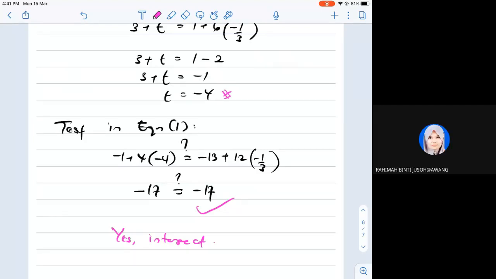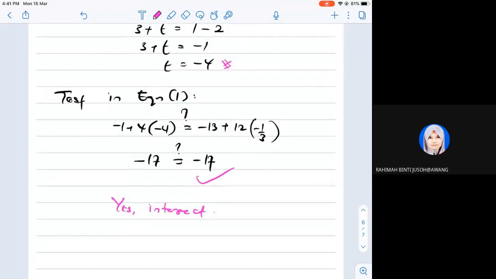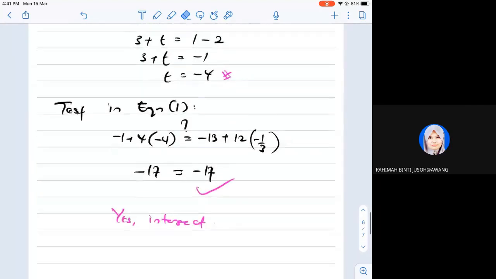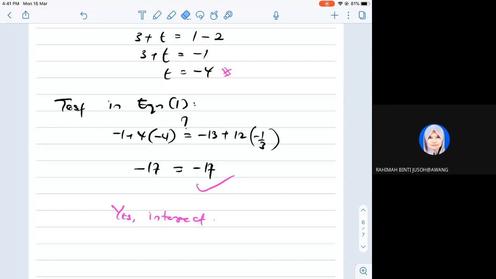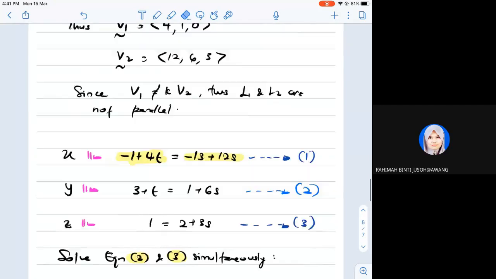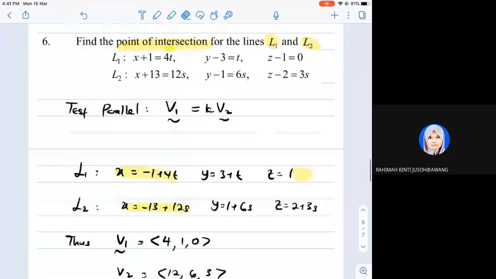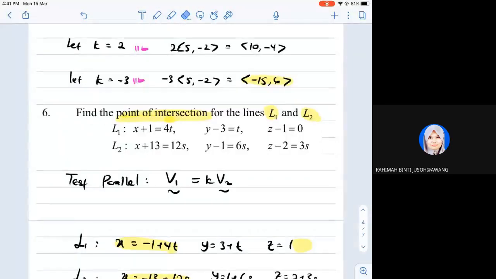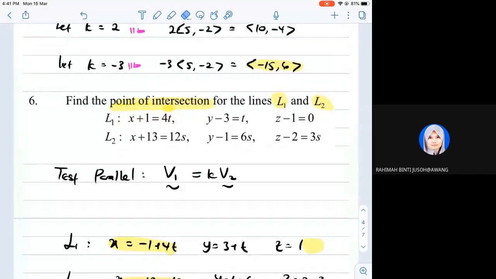Kalau dia tak sama, barulah kita kata dia tak intersect. So dalam kes dia, misal katalah tak sama kan. For example, dia dapat negative 17, yang sebelah kanan you dapat negative 10. Misal kata, so not intersect. Since not intersect and not parallel, those lines are skew. Yes, very good.